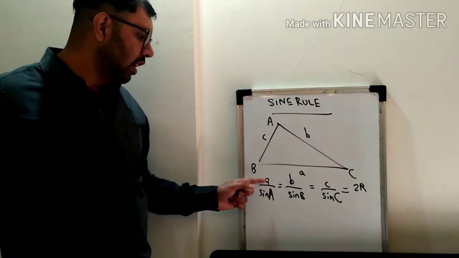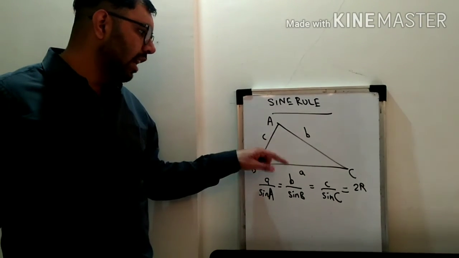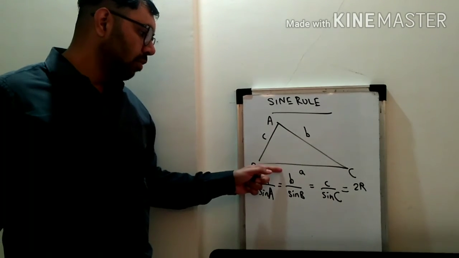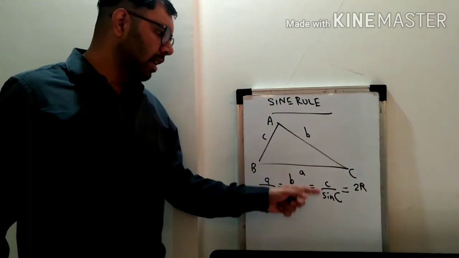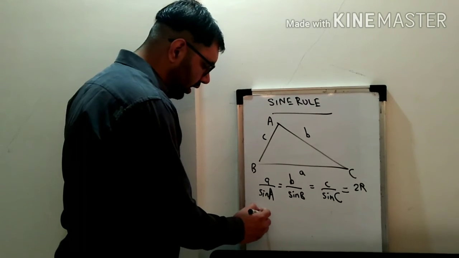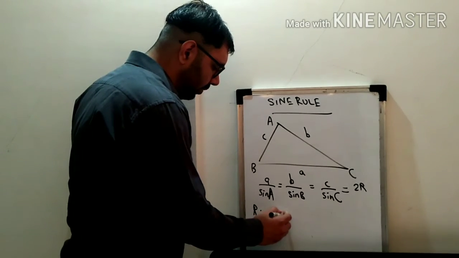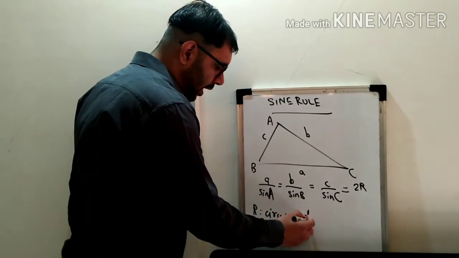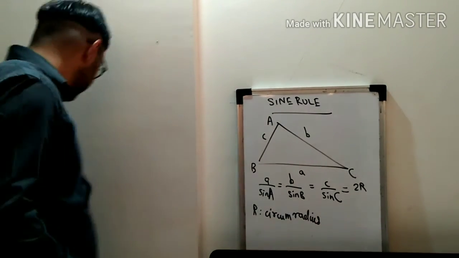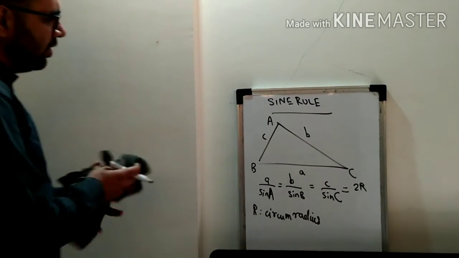For any triangle, the ratio of the side and the sine of the angle opposite to the side is constant. So a by sine A is equal to b by sine B is equal to c by sine C is equal to 2R, where capital R is the circumradius of the triangle. This can be easily proved.